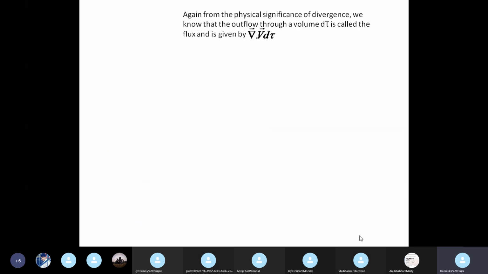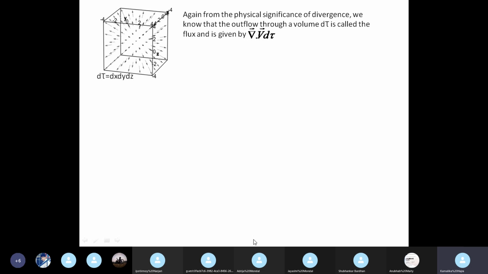All right. Again, if you remember the physical significance of divergence, it is the flux, right? So we know that the outflow through a volume d tau is called the flux, and it is given by divergence v d tau. We had discussed this when we were discussing the physical significance of the divergence of a vector. So if you have an infinitesimal volume d tau and the velocity vector is v, then divergence v gives you the flux per unit time per unit volume, and multiplying it by the volume d tau will give you the flow per unit time through a volume d tau. So this is what I'm talking about.